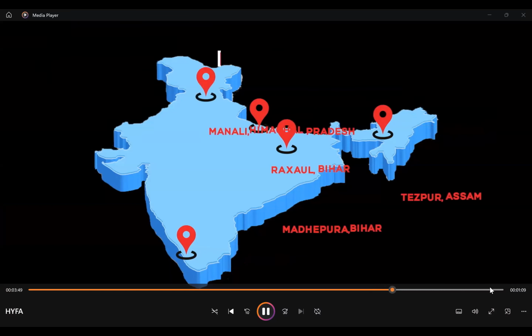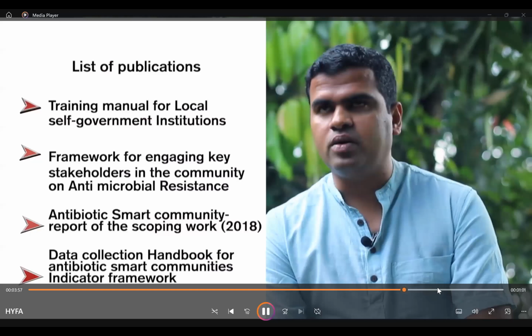As a part of the Antibiotic Smart Communities project, we have published this indicator framework. We have published several strategy documents on optimal messaging frames, on how to do a situation analysis, a toolkit to engage community stakeholder groups, and a lot of things actually.